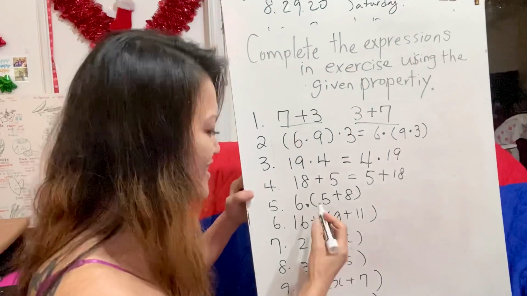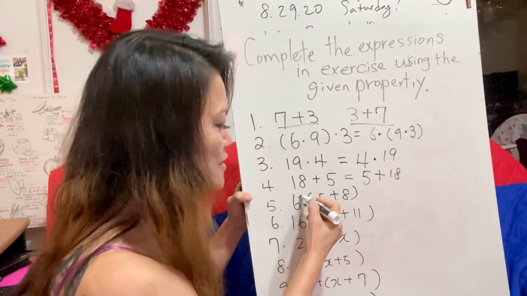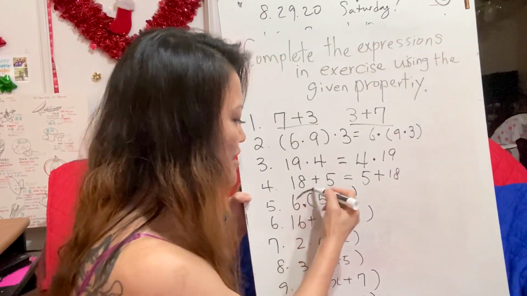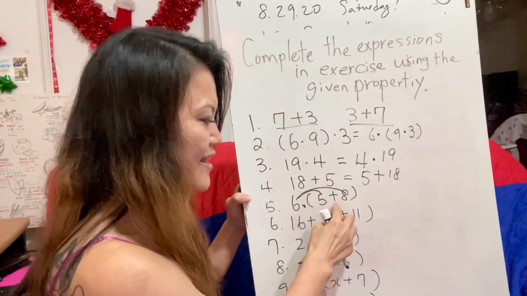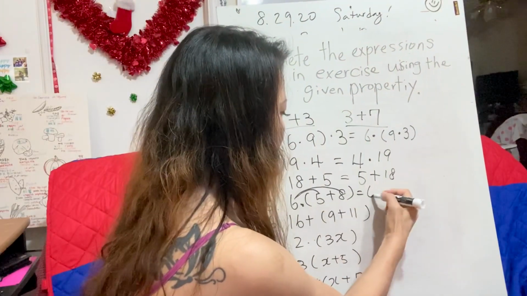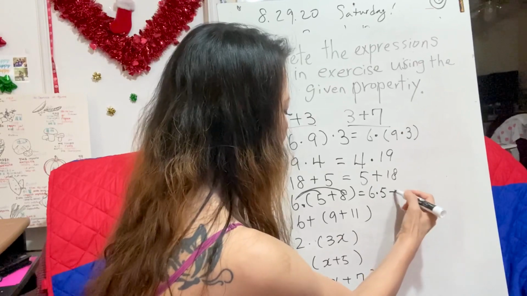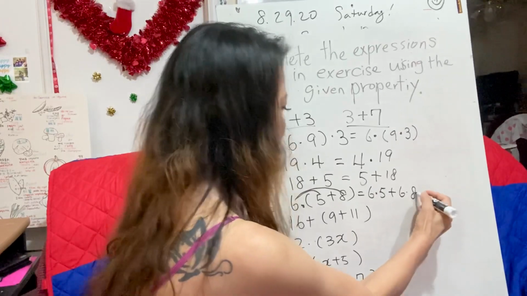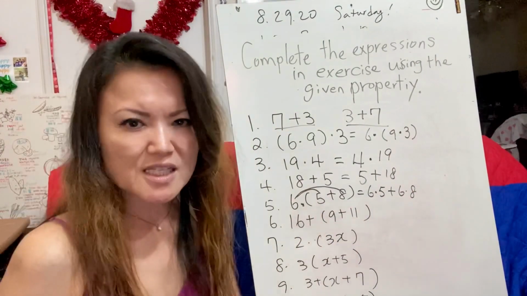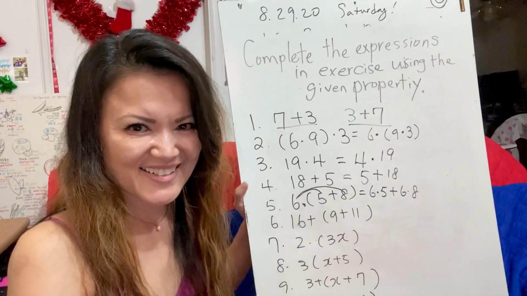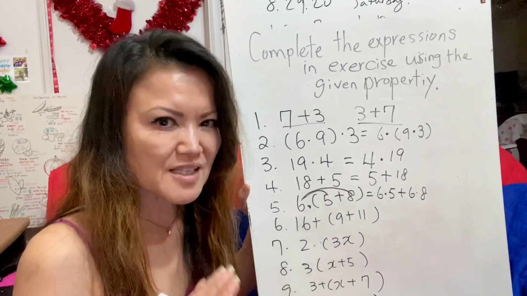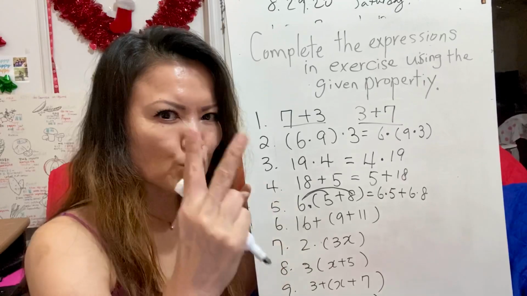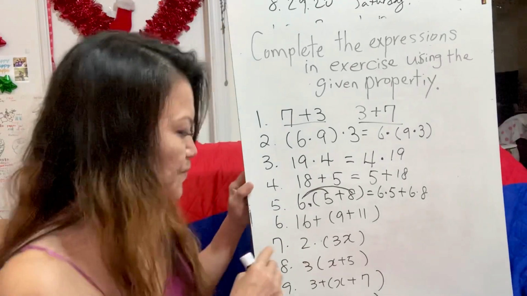Let's go. So what do you do? 6 times 5, 6 times 8. Okay, 6 times 5 plus 6 times 8, that's equal. It's got to be the distributive property. Okay, distributive property, two different signs.